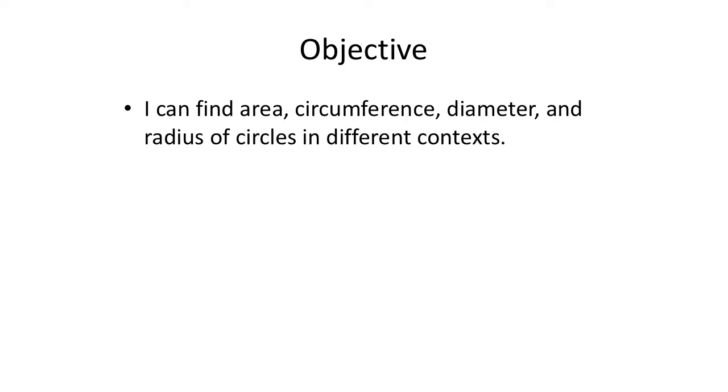If you're still writing that down, the objective: I can find area, circumference, diameter, and radius of circles in different contexts. That's fine. But let's go over some parts of circles, just so we can understand that vocabulary very well. And yes, we do expect you to understand this vocabulary when I use it. So when I say diameter, you'll know exactly what I mean, okay?